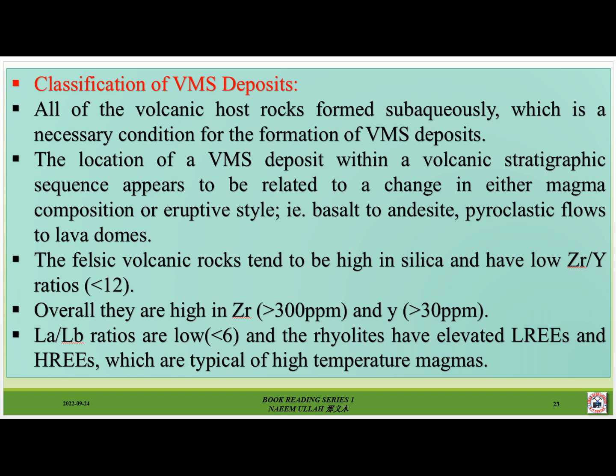The felsic volcanic rocks tend to be high in silica and have low zirconium-yttrium ratios, less than 12. Overall, they are high in Zr, greater than 300 ppm, and Y, greater than 30 ppm. La/Yb ratios are low, less than 6, and the rhyolites have elevated LREEs and HREEs, which are typical of high temperature magmas.